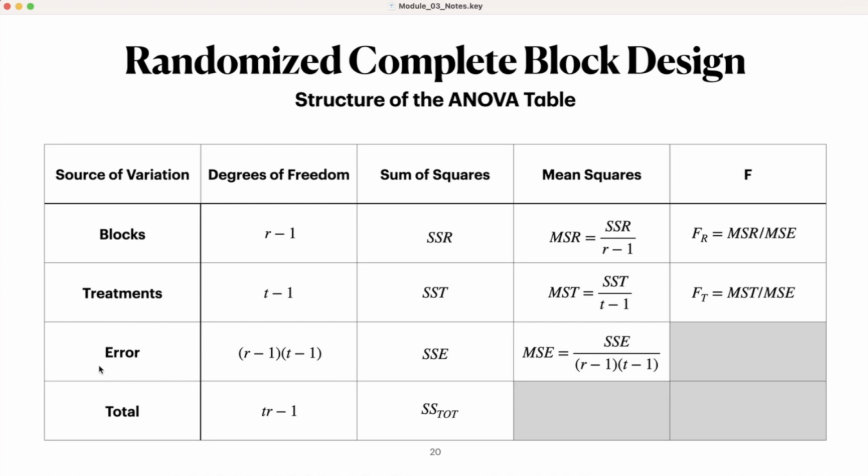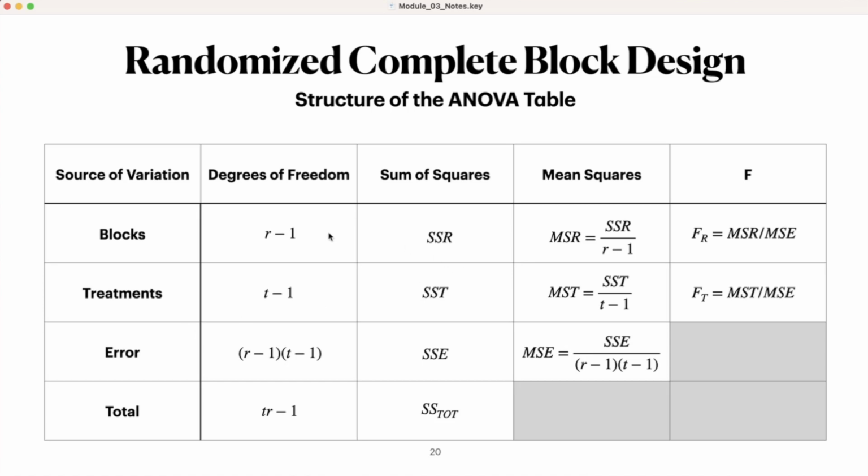The error variation is that which is unaccounted for by the rest of the model. In the completely randomized design, the only accounted for variation was due to treatments. And so all other variation was unaccounted for, and it showed up in that row. But now we are trying to pull out variation due to blocks, and so we're pulling that variation out of the error variation.